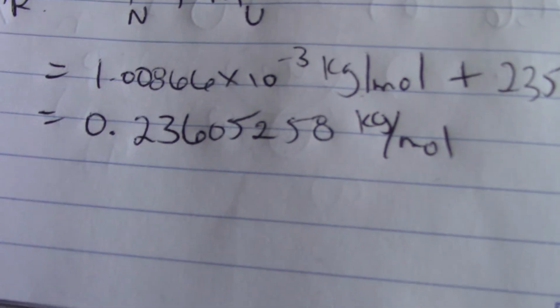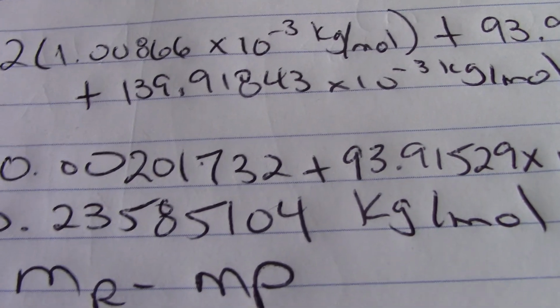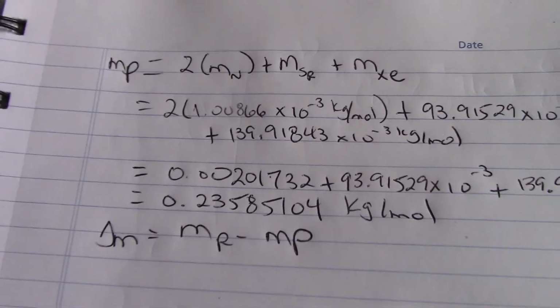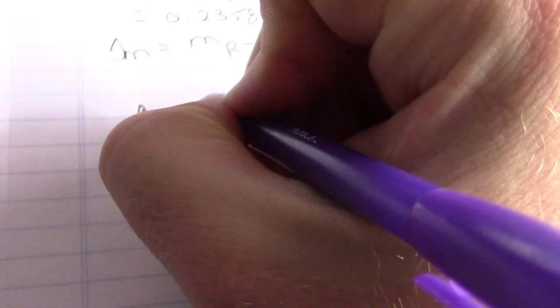Okay, so you can see that the mass of the reactants is greater than the mass of the products. So the mass that was lost is converted directly into energy. Okay, so that's what we're looking at. The change in mass is what we're actually using to solve for the energy released with E equals delta m c squared.